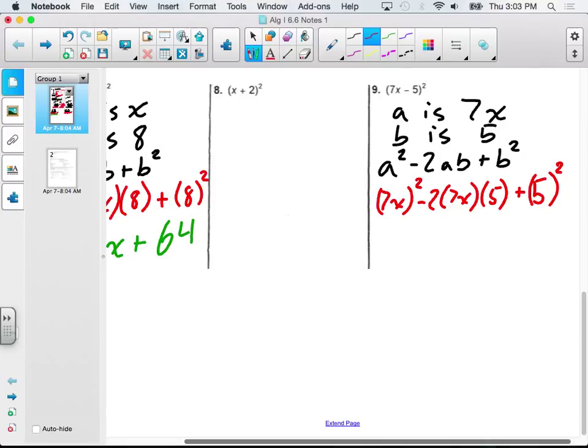Alright, so we have our first term squared, 7x squared, what's that equal? 49x squared, because 7x times 7x is 49x squared. Second part, what's 2 times 5? 10. What's 10 times 7x? 70x. And then 5 squared is 25. Alright, you guys do number 8 by yourselves now.